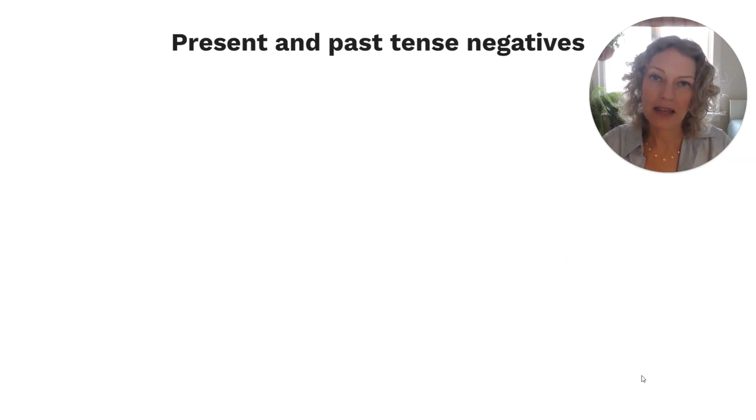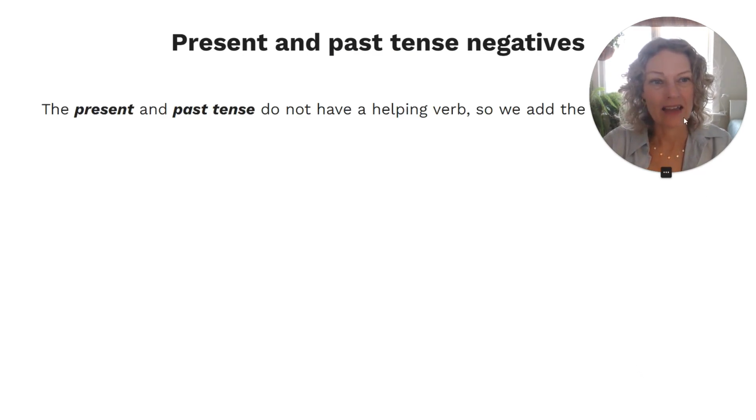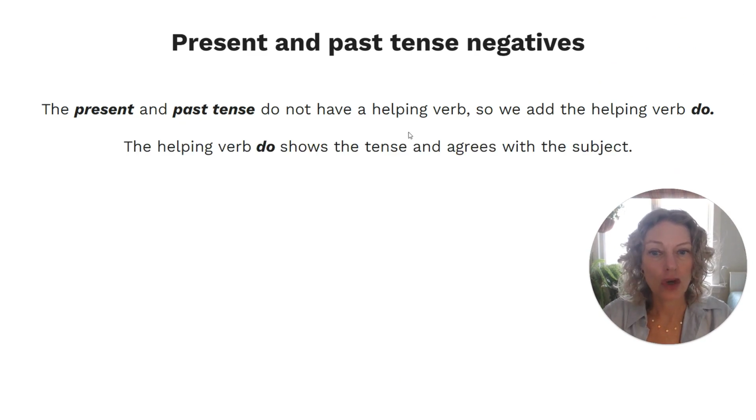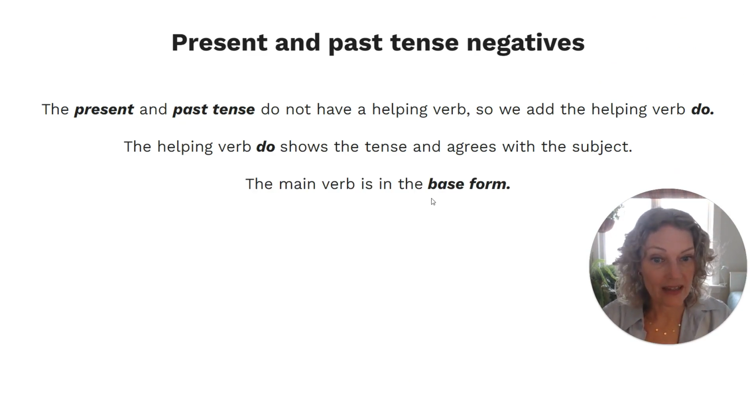So the problem we run into is with present and past tense negative sentences, because the present and the past tense do not have helping verbs. And so we have to use the helping verb do in those tenses. What that helping verb does is it shows the tense and it agrees with the subject, and then the main verb is in the base form. So that means nothing extra, no S, no ED, nothing like that.